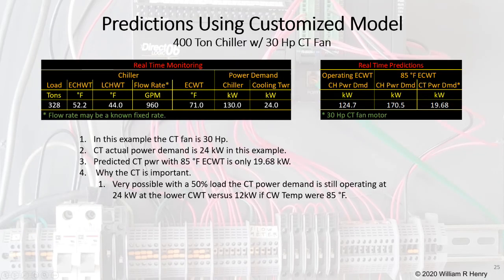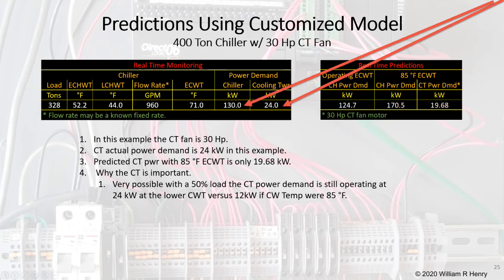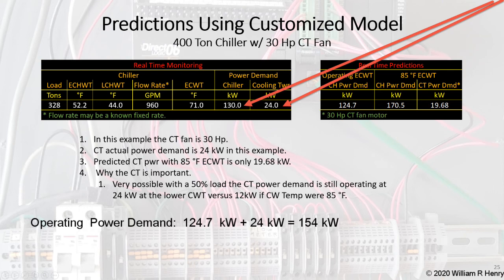So let's complete the discussion I started in slide 15 and include the cooling tower operation. The real-time prediction for cooling tower power demand at the given load and the 85-degree design condenser water temperature is 19.7 kilowatts, but the actual measured demand is 24 kilowatts. So the cooling tower is using more energy to provide a condenser water temperature of 71 degrees. When we combine the chiller and cooling tower operating demand, the total is 154 kilowatts with the 71-degree condenser water.